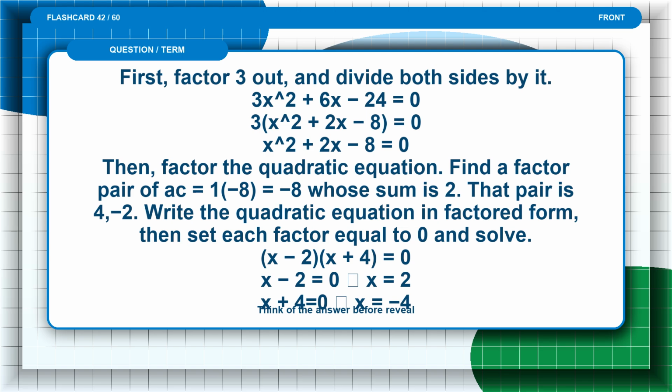Find a factor pair of ac = 1 × -8 = -8 whose sum is 2. That pair is 4 and -2. Write the quadratic equation in factored form, then set each factor equal to 0 and solve. (x - 2)(x + 4) = 0. x - 2 = 0, so x = 2. x + 4 = 0, so x = -4. Think of the answer before the reveal.